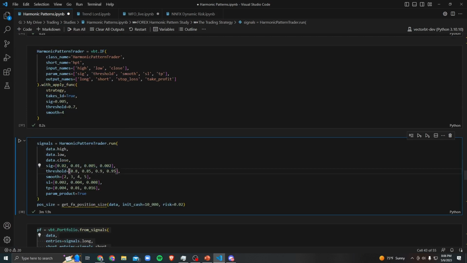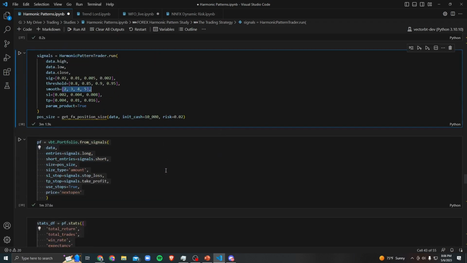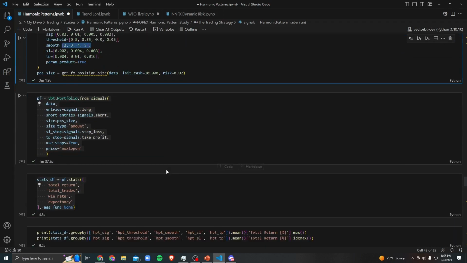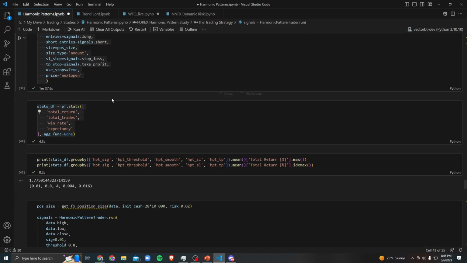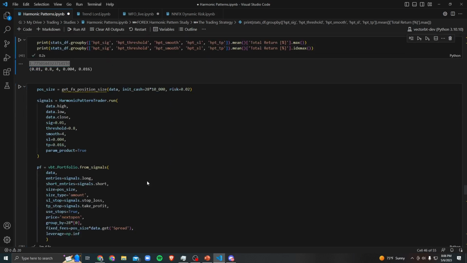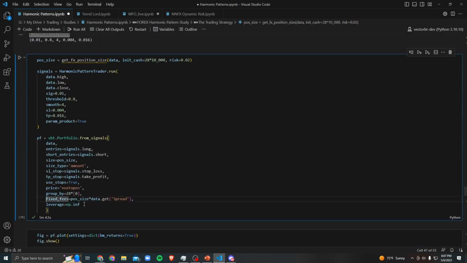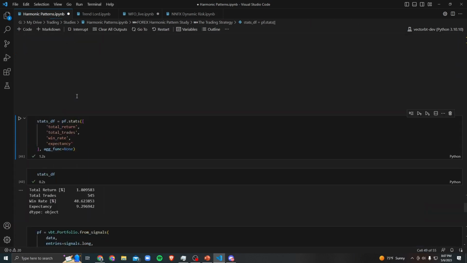So we have different directional change, accuracy threshold, smoothing, and stop loss and take profit. We're going to do a 2% risk on $10,000 initial balance. We can see that the result of running that backtest over all those combinations of parameters, the best outcome is a 1.75% return. And if we plug those best parameters in, we can get an idea of how the strategy looks.